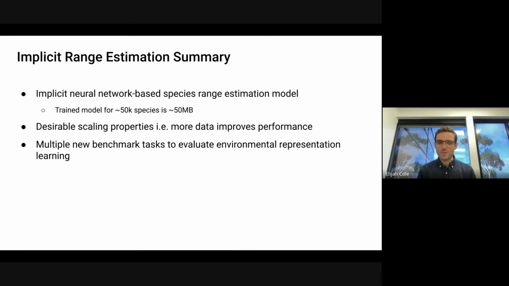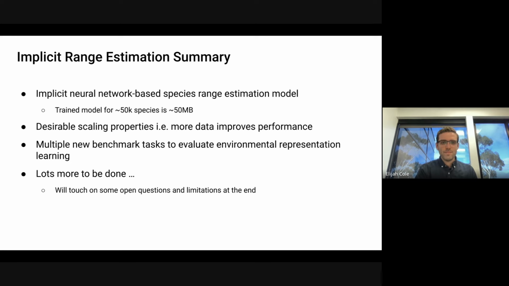It has nice scaling properties. More data improves the performance in a reliable way. And we put out a suite of benchmark tasks to evaluate this environmental representation learning approach so that people can build on this and improve it. But there's plenty more to be done. We'll talk about some limitations at the end of this.